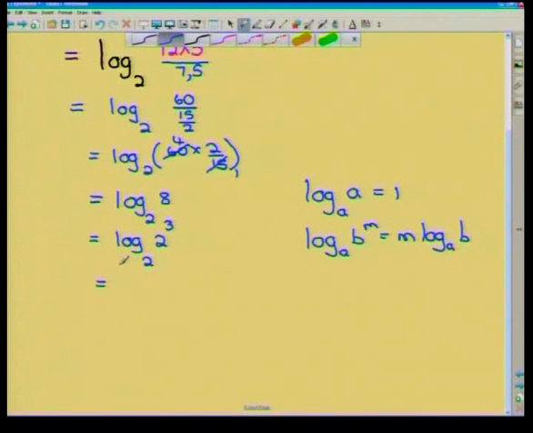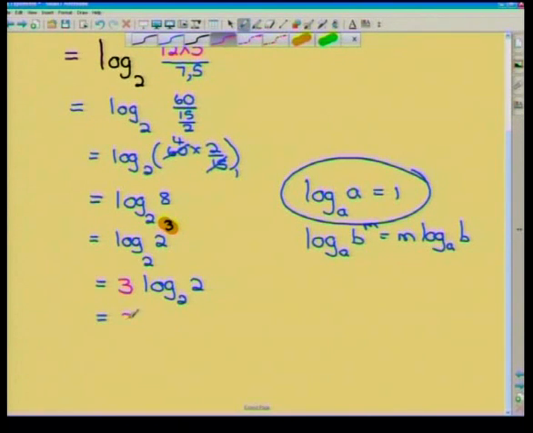So we're going to take this 3 here and bring it to the front. So we're going to go 3, and then we're going to write the rest of it, log to the base 2 of 2. From this rule, I can say that is the same as saying 3 times 1, which is 3. And that brings us to the end of that question. Very nice little question. Let's move on.